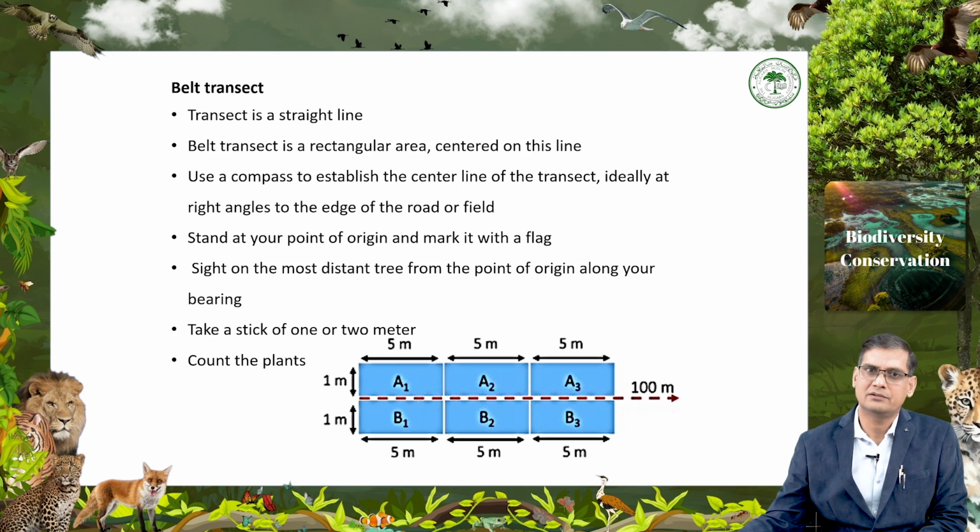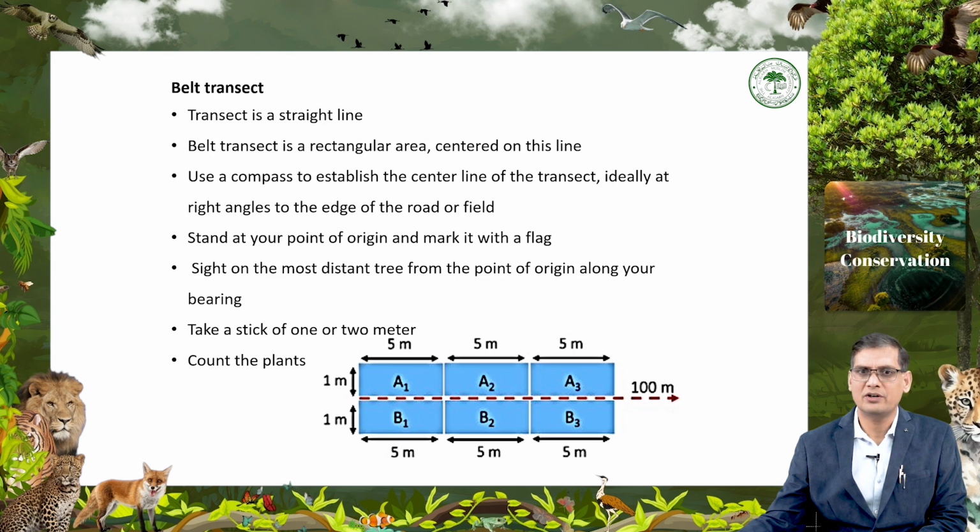Belt transect method. Normally, a transect is a straight line placed in the sample area or area of interest. A belt transect is a rectangular area centered on this line laid by the researcher or the observer in the sample area. Use a compass to establish the center line of the transect and ideally at right angles to the edge of the road or the field or from any path.